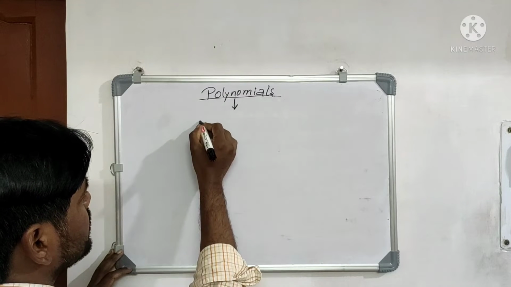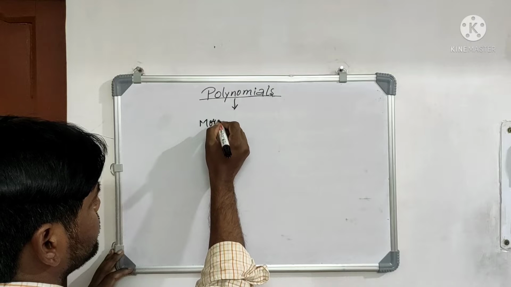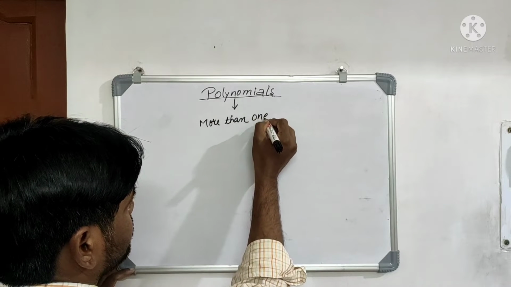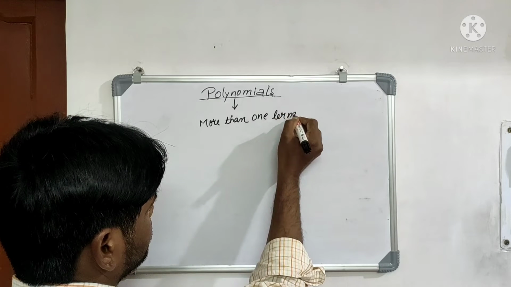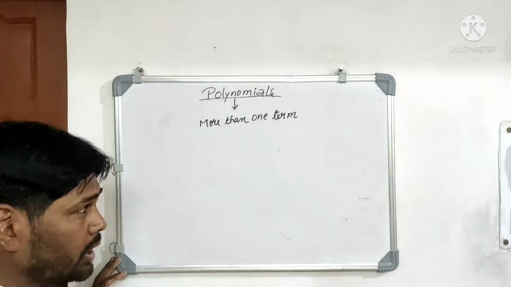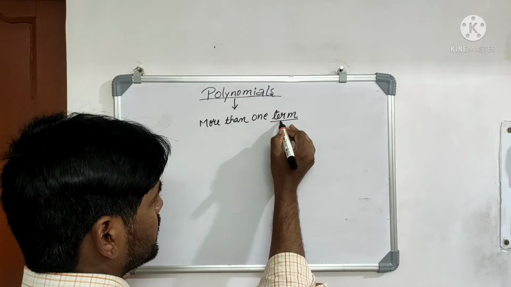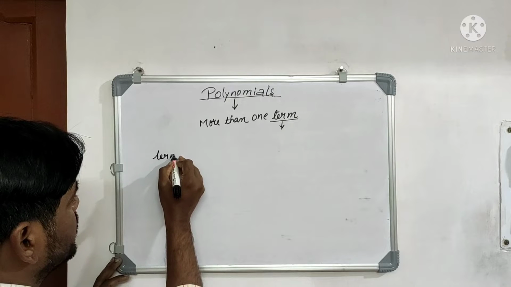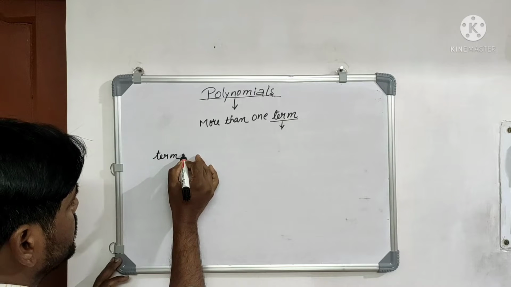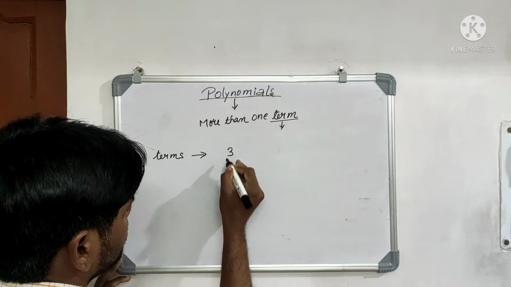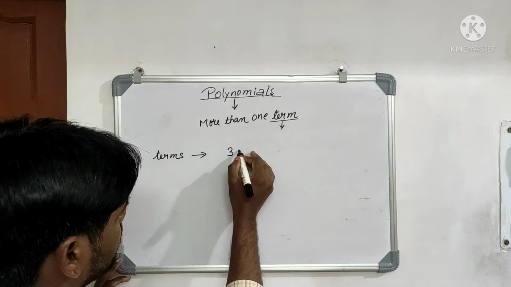Let us start with our topic, polynomial. Polynomial literally means more than one term. In any algebraic expression or equation, terms play a very important role. Terms are constituted of three parts. Let us understand the term with an example.